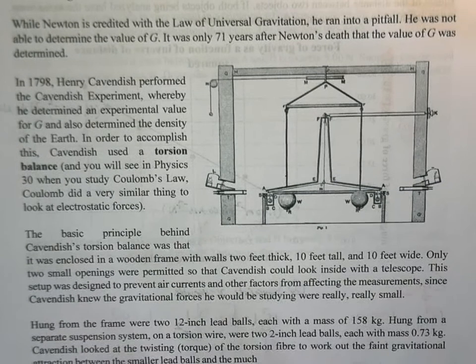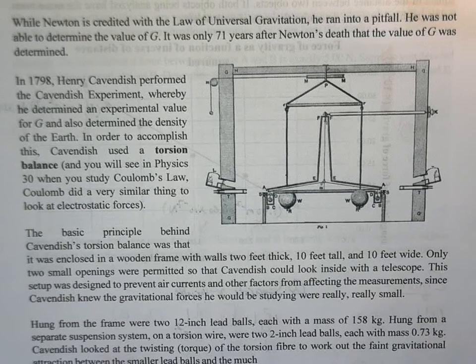This experiment to find G was developed by a British gentleman named Henry Cavendish, and he performed an experiment called, go figure, the Cavendish Experiment. He actually found the experimental value of big G, but that was, I won't call it an accident, just a byproduct of his original experiment. He had wanted to determine the density of Earth, but in order to do that, he had to figure out what the value of big G was.